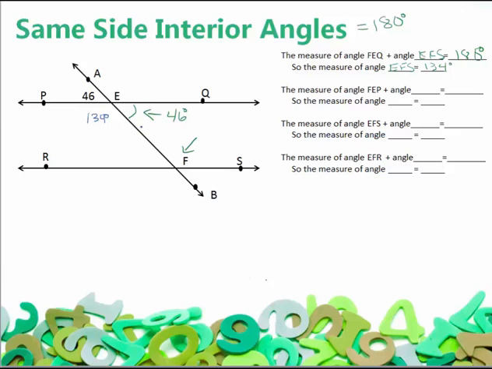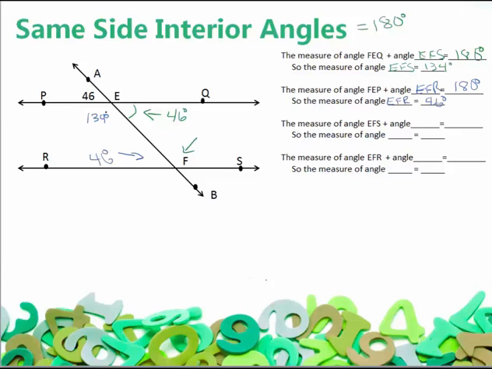they equal 180. Well, same side interior angles, that means I can determine that this angle right here, EFR, together equal 180 degrees. And since together they equal 180 degrees, angle EFR must equal 46 degrees.